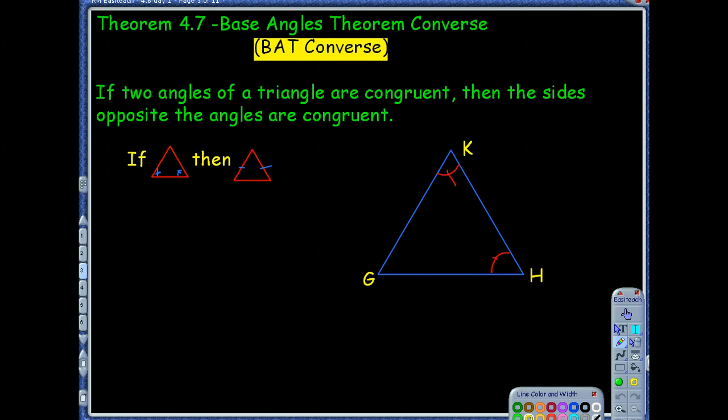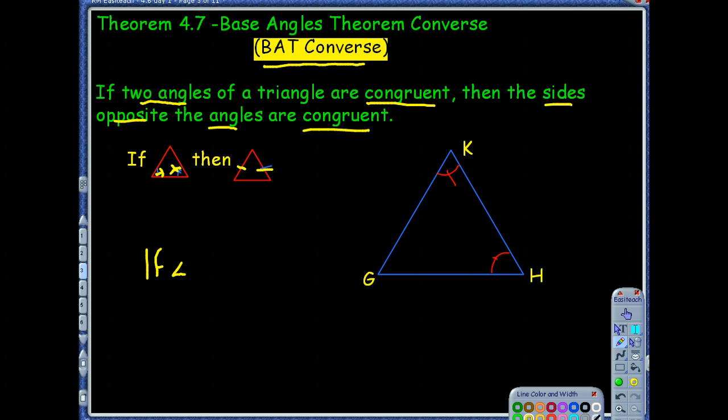Okay, so this is the base angle theorem converse, or BAT converse. And notice it says if two angles in a triangle, so you're talking about in one triangle, are congruent, then the sides that are opposite those angles are congruent. So this time I'm giving you a pair of congruent angles, and then I can say those sides across from them are congruent as well.